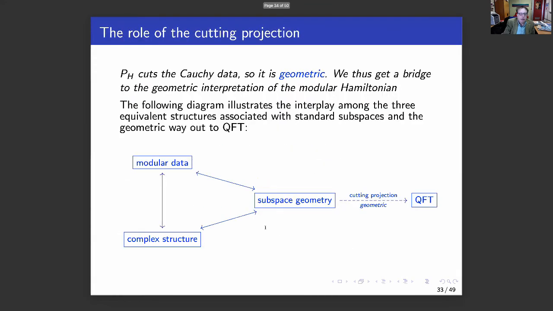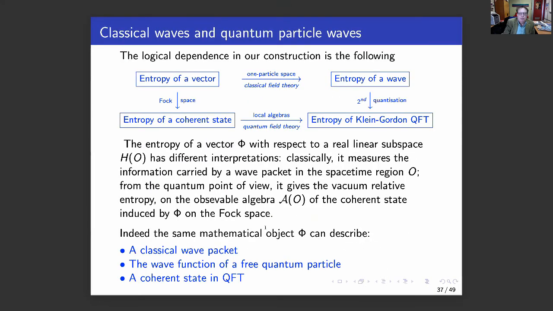So the picture is the following. We have our one particle space, the entropy of a vector. If the one particle space is made by waves, we have the entropy of a wave. Then we make second quantization, the entropy of a Klein-Gordon quantum field theory. Or we can go from the entropy of a vector directly to the entropy of a coherent state, and then specify this to the free field and get the entropy of a Klein-Gordon quantum field theory. So the same mathematical quantity can be seen as a classical wave packet, the wave function of a free quantum particle, or a coherent state in quantum field theory. So depending on how you interpret, you have three different interpretations of this entropy.